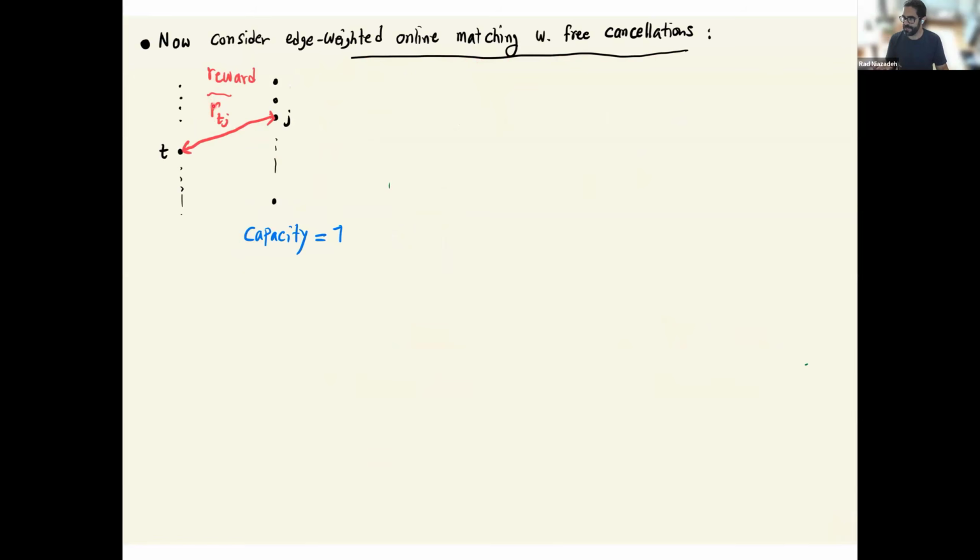So edge-weighted, it's the same setting as before. Now we have edge weights. I'm going to use the notation r_tj for the reward of matching online node t to offline node j. The capacities are 1. We are still going to do fractional allocations. But as I mentioned earlier, in this setting, you need cancellations. So what does that mean?